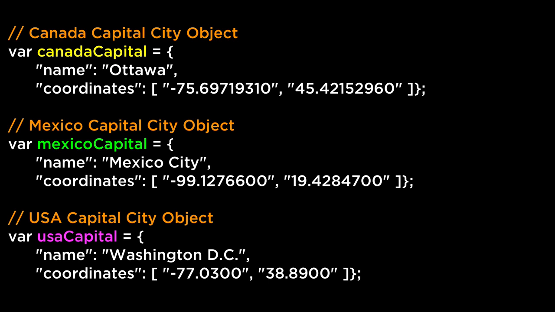Each JavaScript literal object is comprised of two key value pairs. The keys are name and coordinates. Note that only two keys were chosen for ease of exposition.